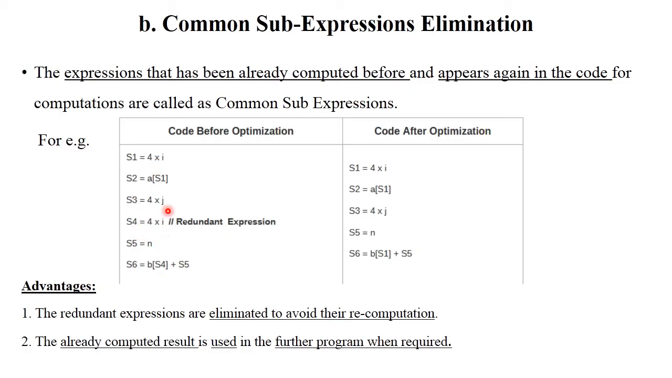Okay, again there is 4 into i, and that value can be stored into s4. So this is called a redundant expression or duplicate expression. 4 into i was computed before in the program, so there is no need to write this expression again. You should eliminate this expression, and this is your optimized code here.